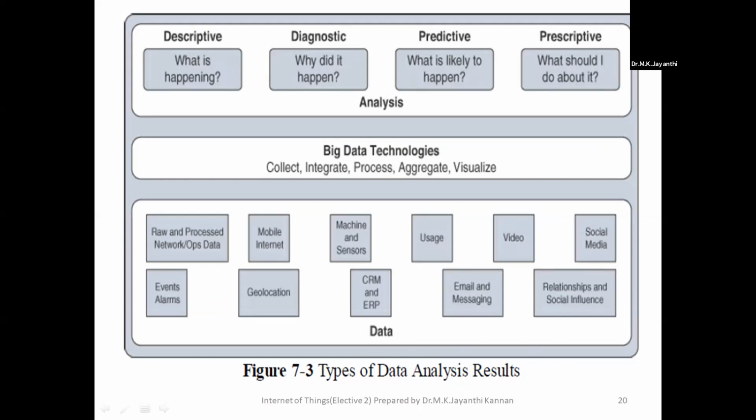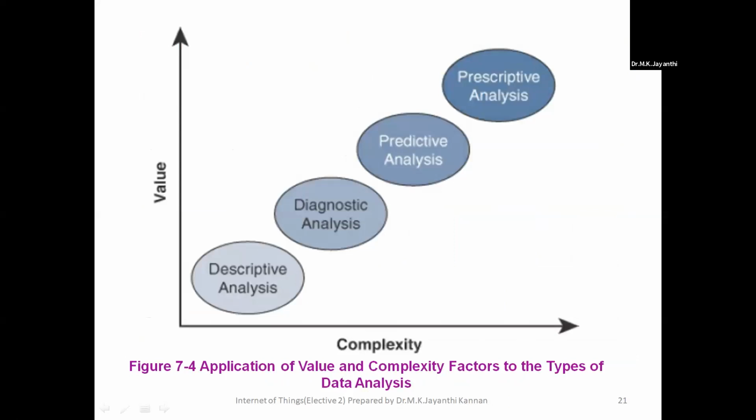The application of value and complexity factors to the types of data analysis. If you take the complexity on the x-axis and volume on the y-axis, that is how much data we are feeding. In case of descriptive analysis, the complexity is very low, and the volume of data we can process is also very low. If you go for diagnostic analysis, the complexity increases and it can process a little more data. In predictive analysis, the data volume also increases, and complexity also increases. In prescriptive analysis, it can process a large amount of data and the complexity is also very high. So any doubt so far?